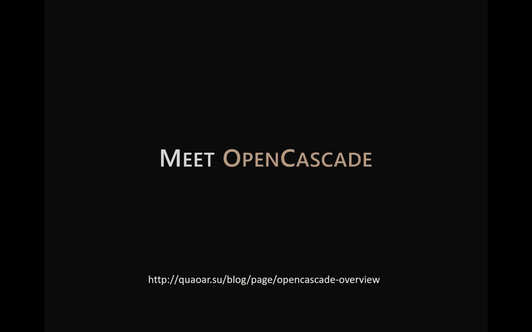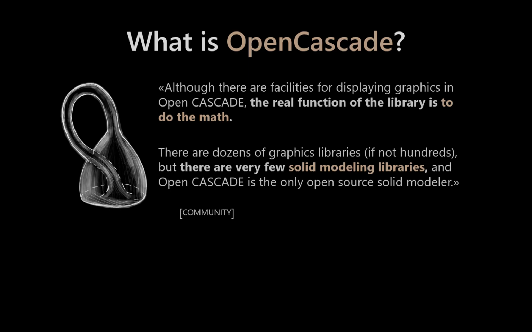So let's start and see what we have in OpenCascade. For more reading, I invite you to visit my blog, which covers different aspects of the library and different things around geometric modeling in general. Here I put a quotation which I found on the official website of OpenCascade, and it nicely explains what OpenCascade really is. We read here that although there are many libraries for displaying graphics on the scene, OpenCascade's real function is to do the math.